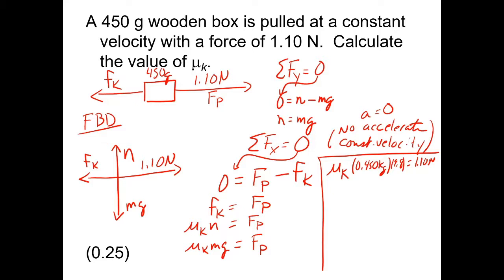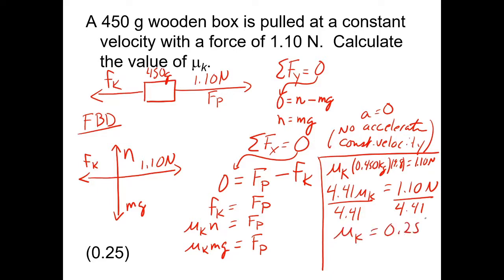So at this point, all we have to do is a little math. So let's see, 0.45 times 9.8 is 4.41. So I've got 4.41 mu k is equal to 1.10 newtons. We're going to divide both sides by 4.41. I think we can almost see this. See, it's 1 over 4. It's got to be close to 0.25. And in this case, it is 0.25.